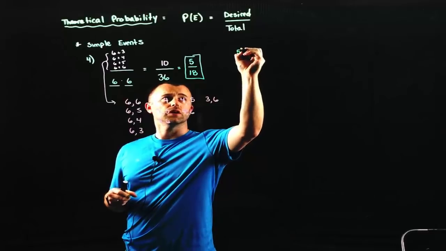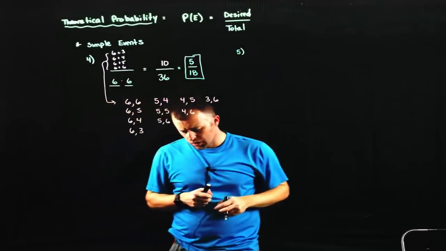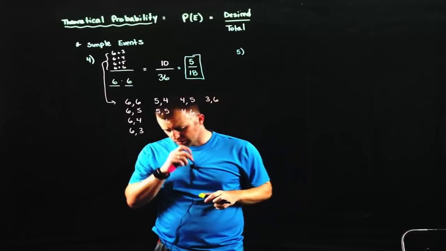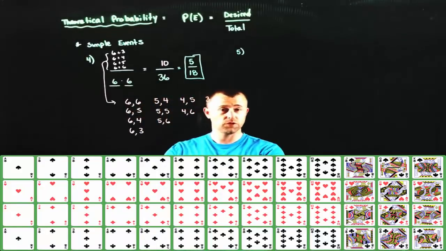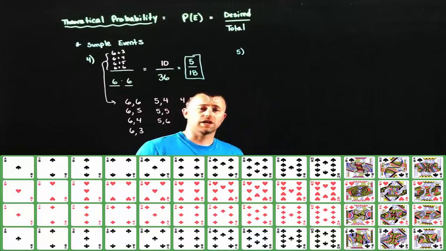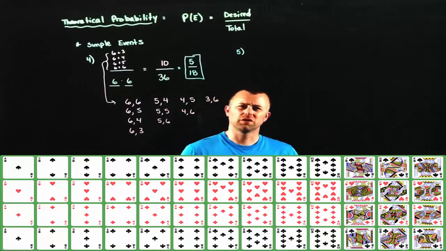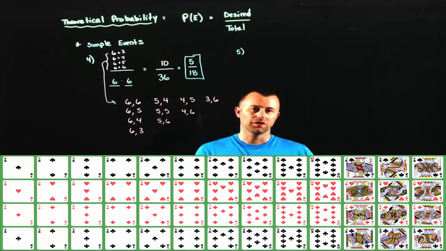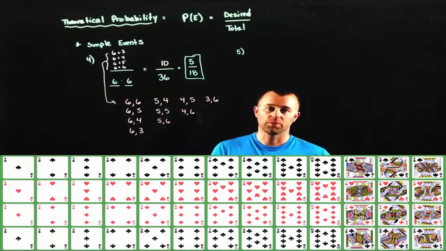I'll now move on to number 5. Number 5 asks, what's the probability of drawing a heart or a club from a standard deck of cards? Now what I should be doing down here is putting out a picture of an entire deck of cards, but there's 4 decks. There are a lot of questions in probability that deal with decks of cards. It's a really good way to test and learn about probability.